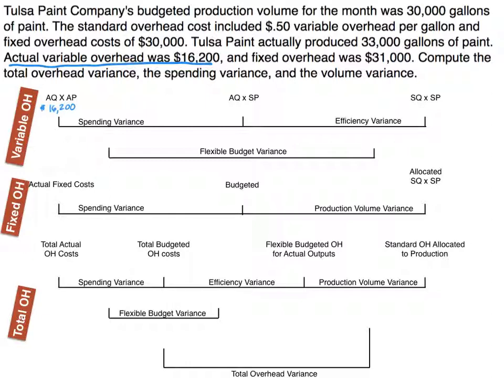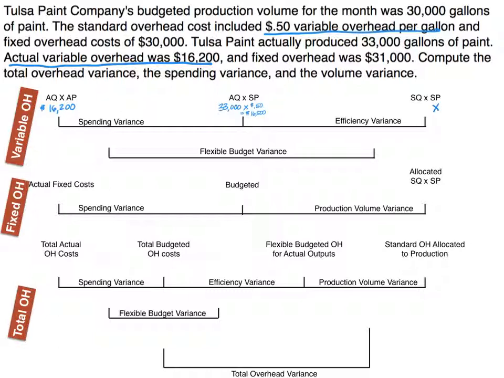Okay, so it says that we actually produced 33,000 gallons of paint. So actual quantity, what we actually produced, because production level is the cost driver, is 33,000 gallons. And now I need a standard price. Well, they tell me the standard overhead price was 50 cents per gallon. These are in gallons, so my price should also be in gallons. So my standard price is 50 cents. So my middle peg cost will be $16,500.